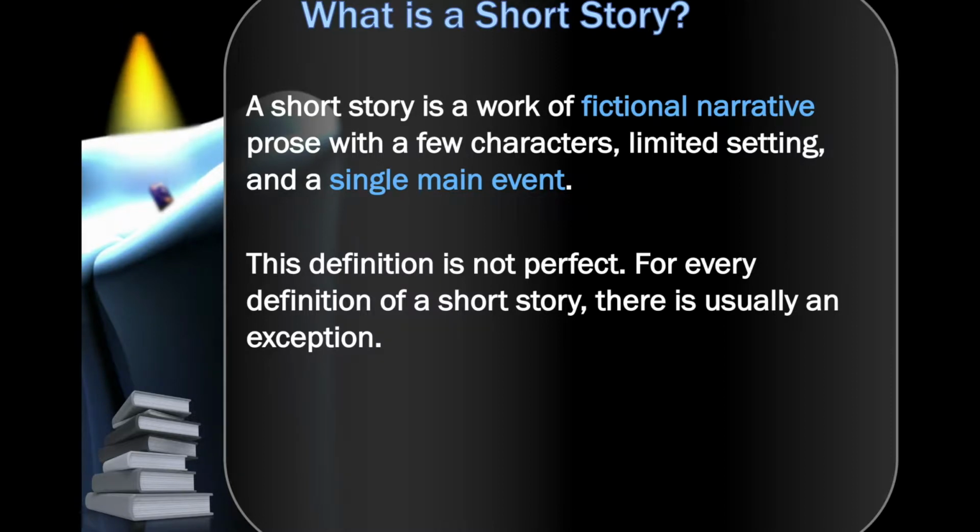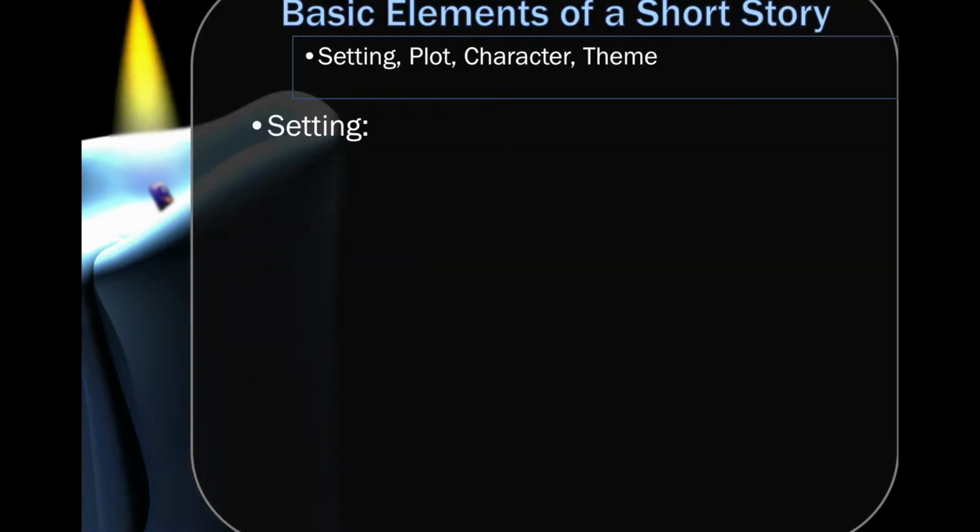So you will occasionally find a short story like Happy Endings by Margaret Atwood that has more than just a few characters. You'll find some short stories that have a more expansive setting or more than one single main event. But this is a general definition, and those exceptions can be true if they fit a lot of the definition, but not all of it.